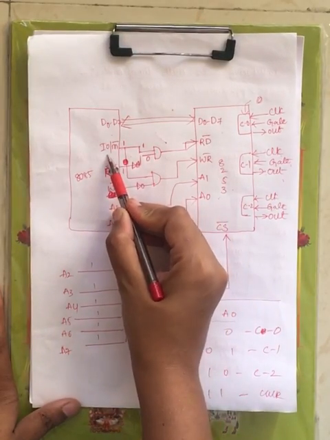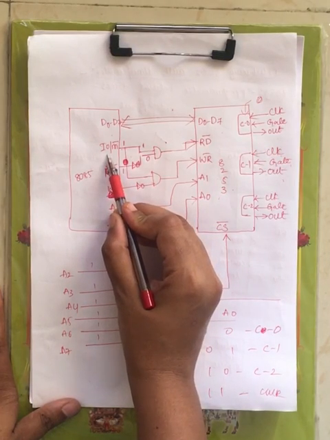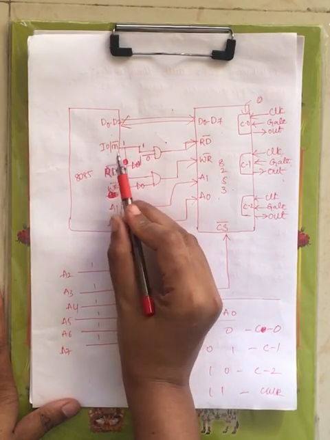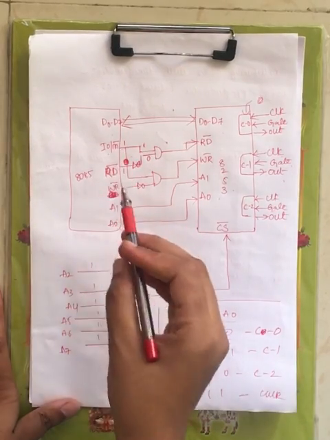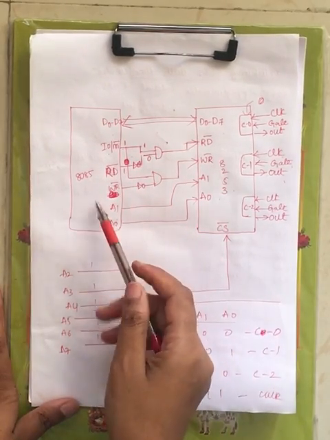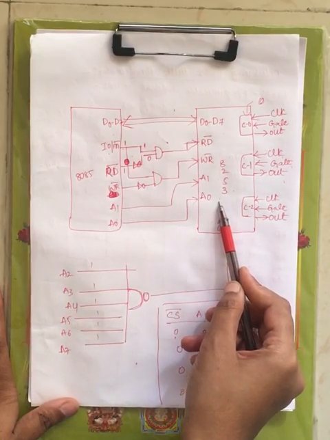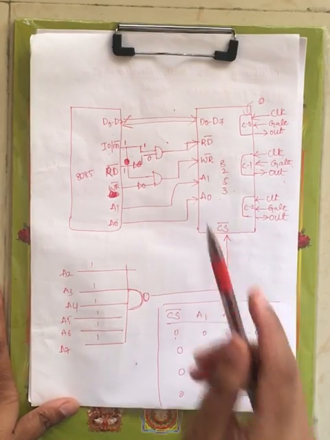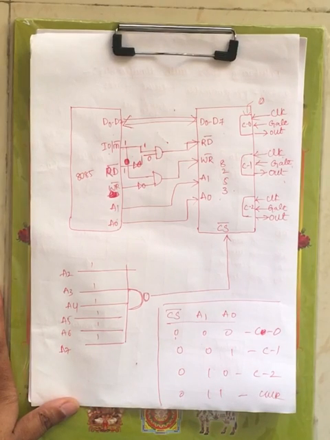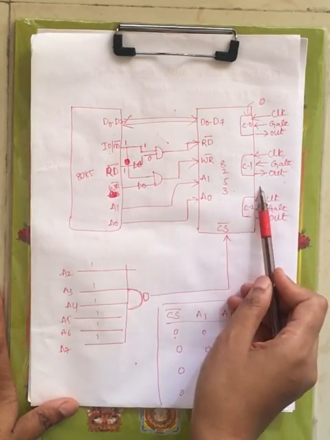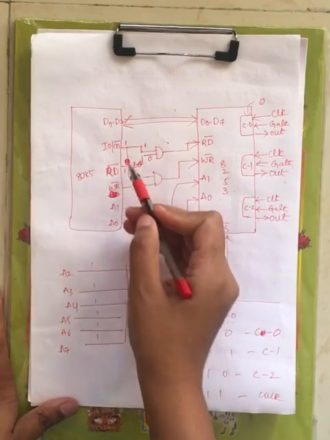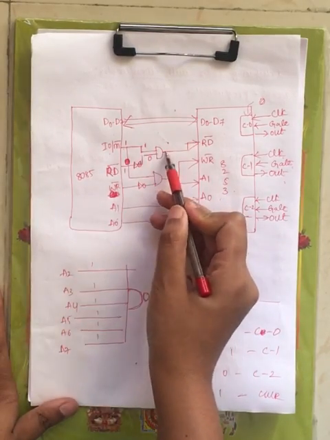Next we have IO/memory bar. When it is logic 1, it indicates IO mapped IO. When it is logic 0, it indicates memory mapped IO. Here 8253 can be treated as an IO device only. We can't treat 8253 as one of the memory locations because the device is available externally. So you have to map 8085 with 8253 under IO mapped IO. That's why this is logic 1.